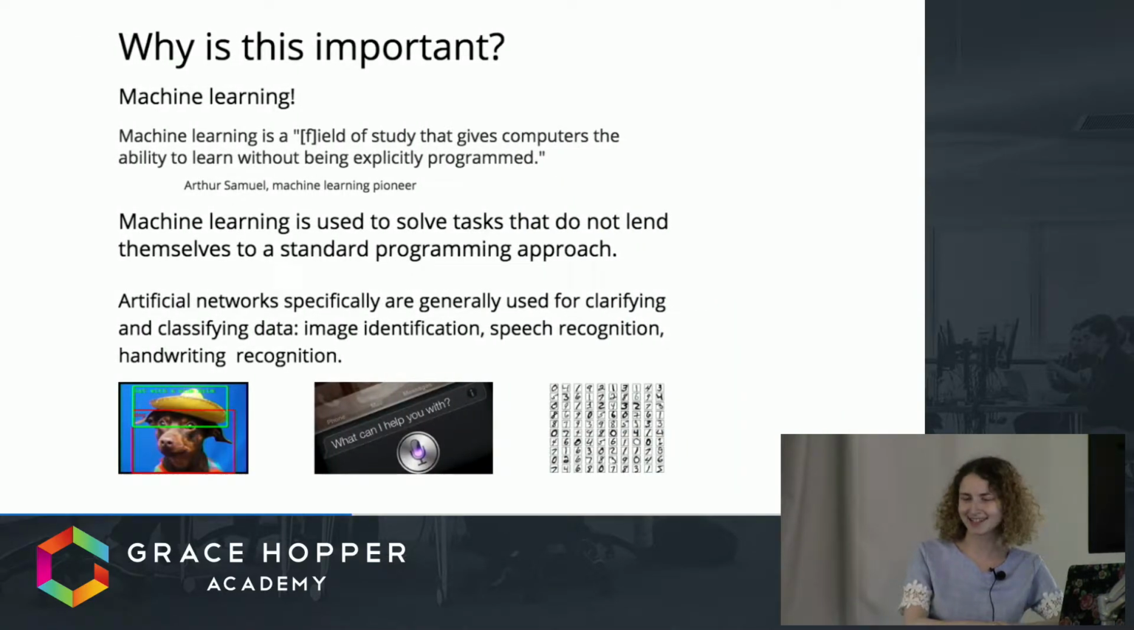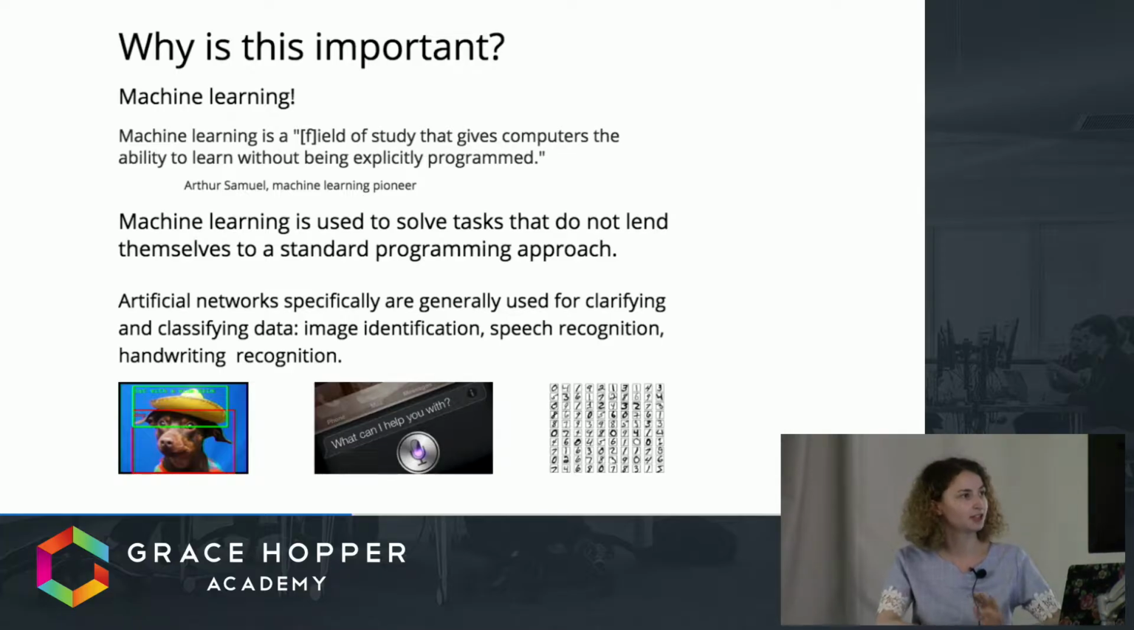So why is this important? Because it is used in machine learning. Machine learning is a field of study that gives computers the ability to learn without being explicitly programmed. That's from Arthur Samuel, who's the father of the machine learning field. We use machine learning to solve tasks where coding out a very specific algorithm would be tedious and maybe wouldn't even result in what you want.